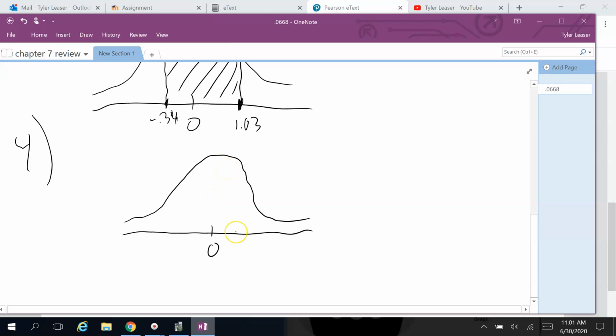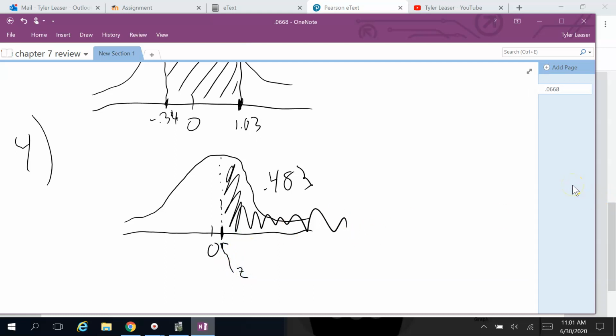If I want the area to the right to be 0.483, that's very close to 0.5, which means that the z-score I'm looking for is going to be very close to 0, just a little bit to the right of it. This area is 0.483 to the right. What I want to find, though, is that z-score right there. So this one is backwards from what we were doing in questions 2 and 3. This time I have the area and I'm looking for the z-score.